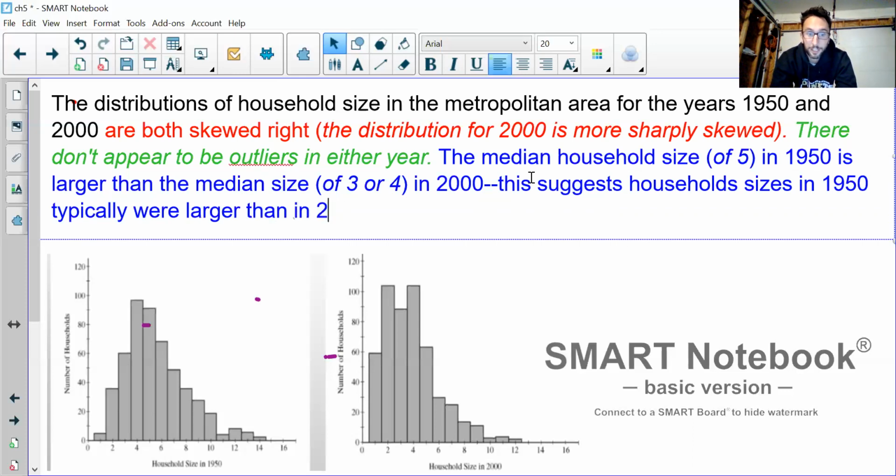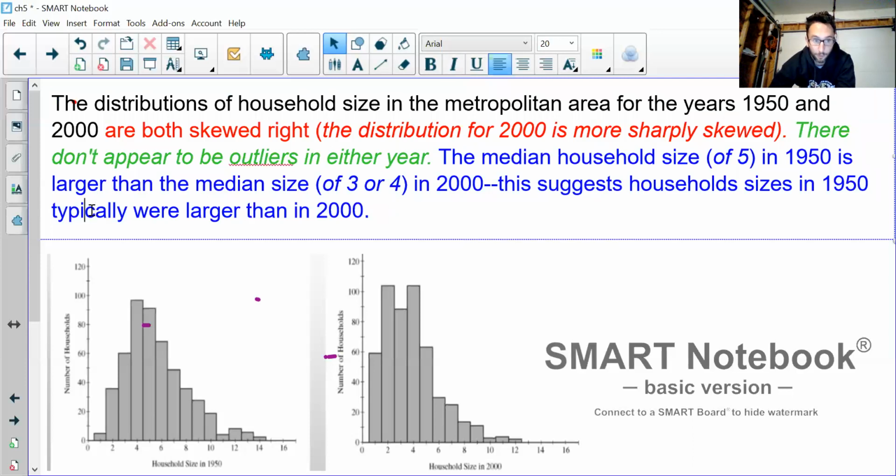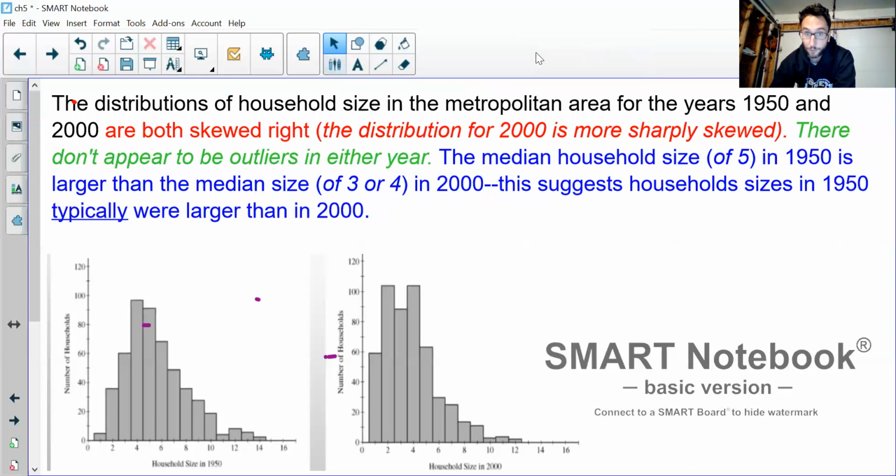Or maybe you would say, this suggests the typical household in 1950 was larger than that of 2000. The word typical is important though, so we want to emphasize that, because we don't want to just say households in 1950 were larger than 2000. That's not necessarily true. Not every household in 1950 is larger than every household in 2000, right? I can find a household in 1950 with 1 and a household in 1950 with 12. So that's typically true, right? That's what the median is telling us.